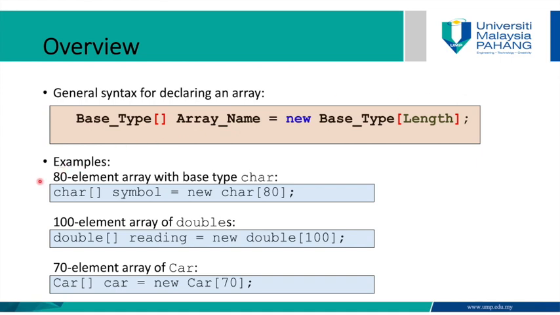So let's say you have an 80 element array with a base type char. How can you write that? Char, square bracket, symbol equal to new char, and then 80, which is the size of the array that you choose. And then for a 100 element array of doubles, double, square bracket, reading equal to new double, square bracket 100. And for a 70 element array of car, car, square bracket, car equal to new car 70.